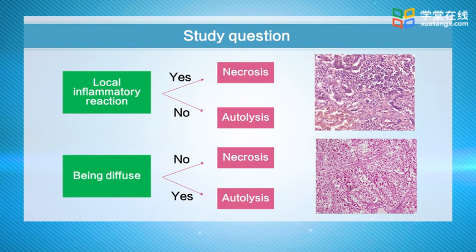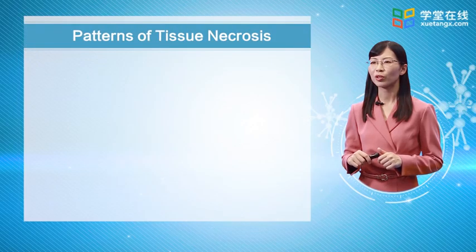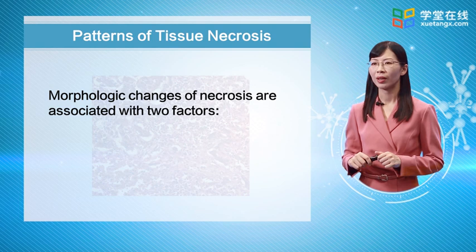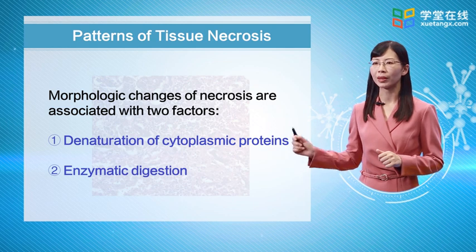Now let's take a look at these two pictures. They are both liver tissue. Could you tell which one is necrosis? Well, this photo shows liver necrosis with inflammatory cell infiltration here. The other one is autolysis. Necrotic tissue can have several different appearances, which are sometimes helpful in making a diagnosis. Morphological changes of necrosis are associated with two factors: denaturation of cytoplasmic proteins and enzymatic digestion.